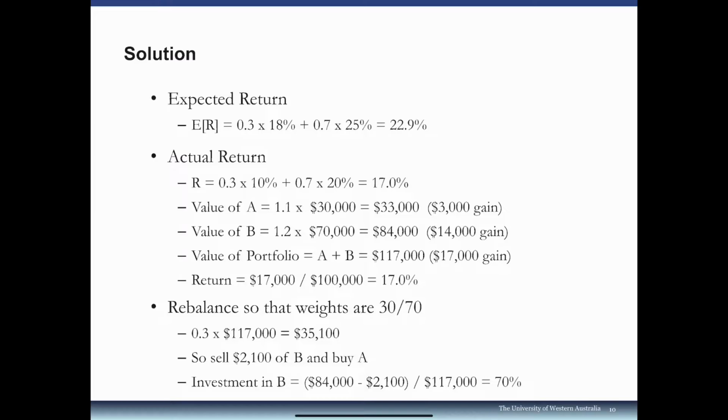So you can calculate the return this way: okay, I've got a $17,000 gain divided by the original investment, $100,000, which gives you 17%, right?